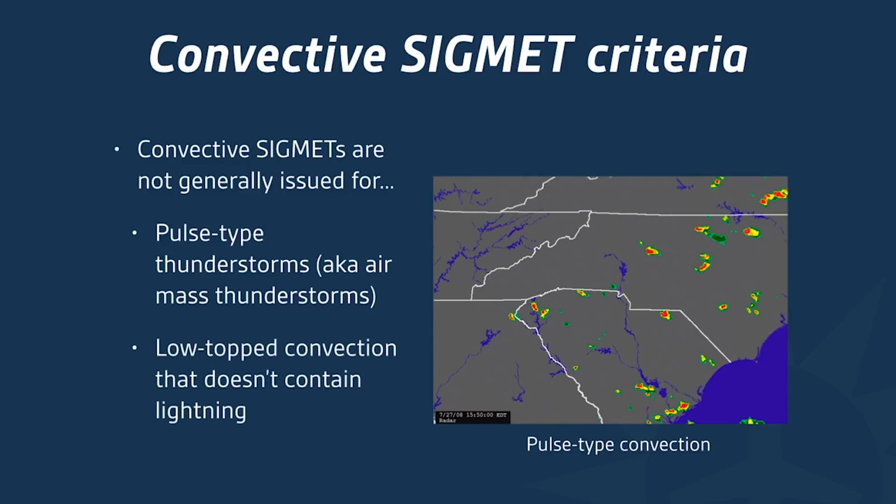Another one is low-top convection. Anytime you get the tops of the thunderstorms or convection to be somewhere between 20 and 25, maybe up to 30, you won't have much in the way of lightning with it. So technically, they're not thunderstorms per se, but they can be dangerous from a convective standpoint, having a significant amount of convective turbulence. So sometimes you'll see convective SIGMETs issued for those, but in many cases they will not.